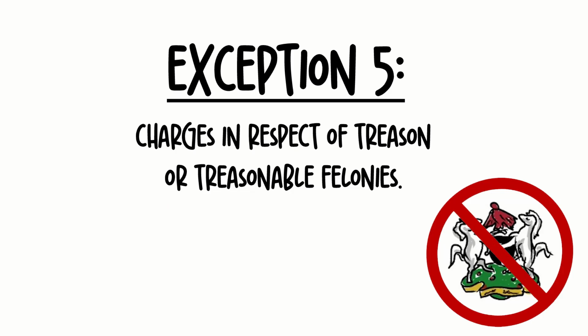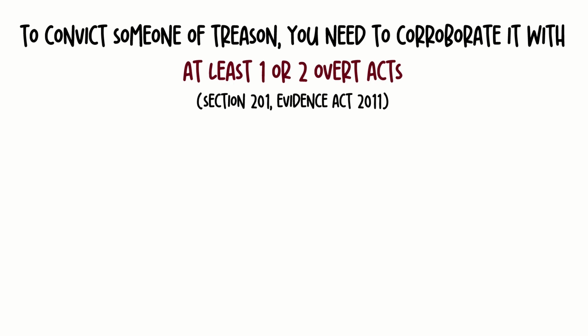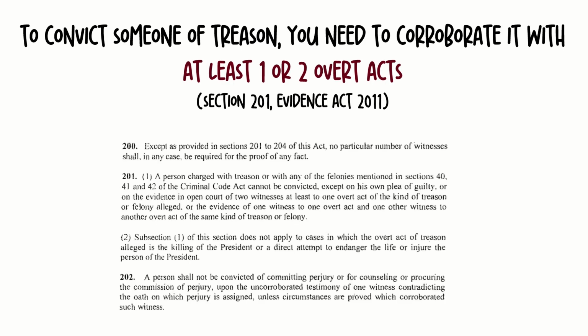Fifth exception, charges in respect of treasonable felonies. Now, when it comes to treason, to sustain such a charge, the Evidence Act provides that the prosecution has to show evidence of at least 1 or 2 overt acts in furtherance of the defendant's intention to commit treason or treasonable felonies. So when drafting, these overt acts can be put in the same count as the treason to corroborate it.